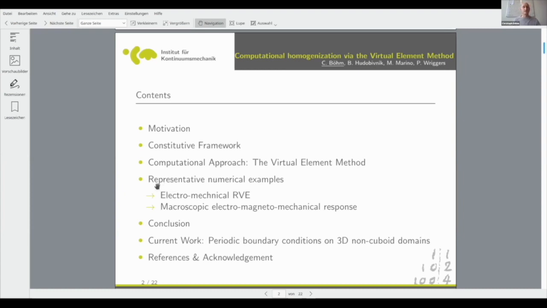I was happy yesterday that I could add a little piece of my current work. I added it yesterday because the computations were done. So I can show something which is really recent here, and it's about periodic boundary conditions on 3D non-cubic domains.